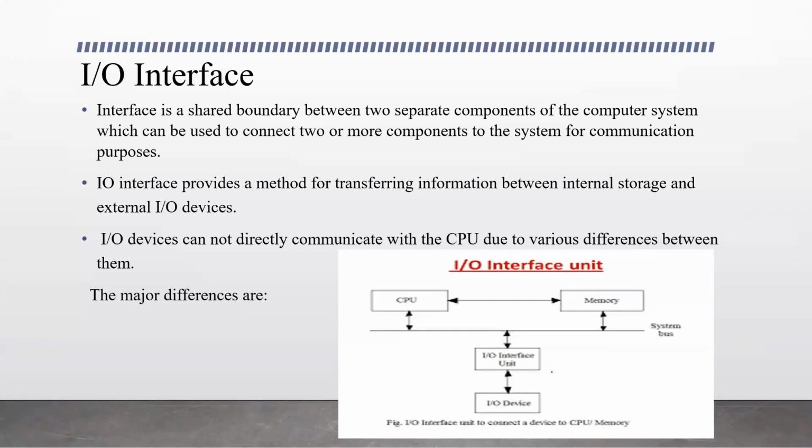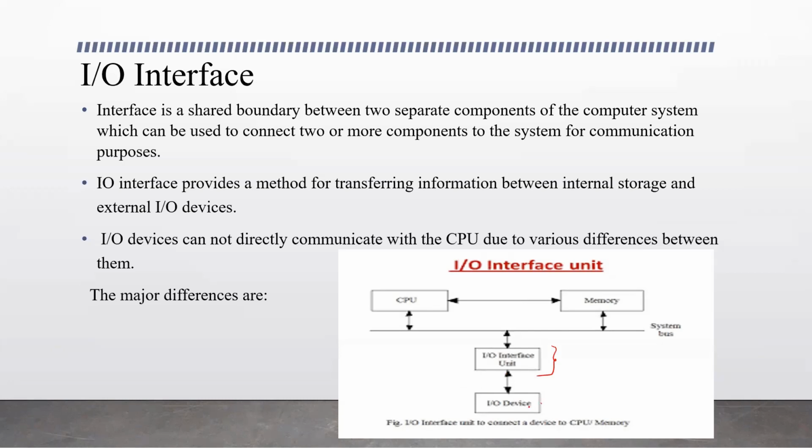This interface provides a method for transferring information between internal storage and external I/O devices. The I/O devices cannot directly communicate with the CPU. Here in the diagram, we have our input-output devices, the peripherals, and the internal devices. The CPU is an internal device, and so is memory. Through the system bus, they are connected. The input-output device is connected to the CPU and memory through the system bus, and what comes in between is the I/O interface unit.